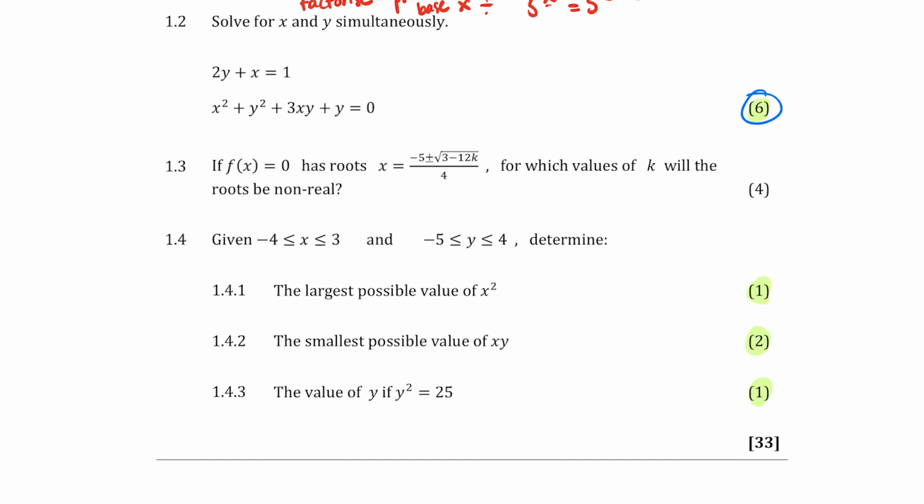Solve for x and y simultaneously. So now we've got an equation. Now our answer is going to be x equals this number and y equals this number. And I notice, because of the squares, we might have another pair: x equals this number and y equals this number. Another pair of solutions.